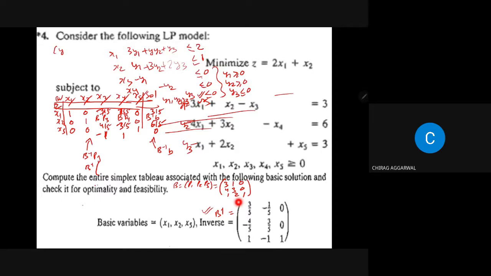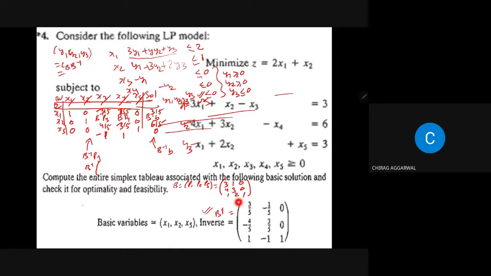So if you have to compute Zj minus Cj, Z1 minus C1 means corresponding to x1. So it will become, left side will be 3y1 plus 4y2 plus y3 minus 2, right hand side. And what is the value of y1, y2, y3? It is nothing, it is CB B inverse.